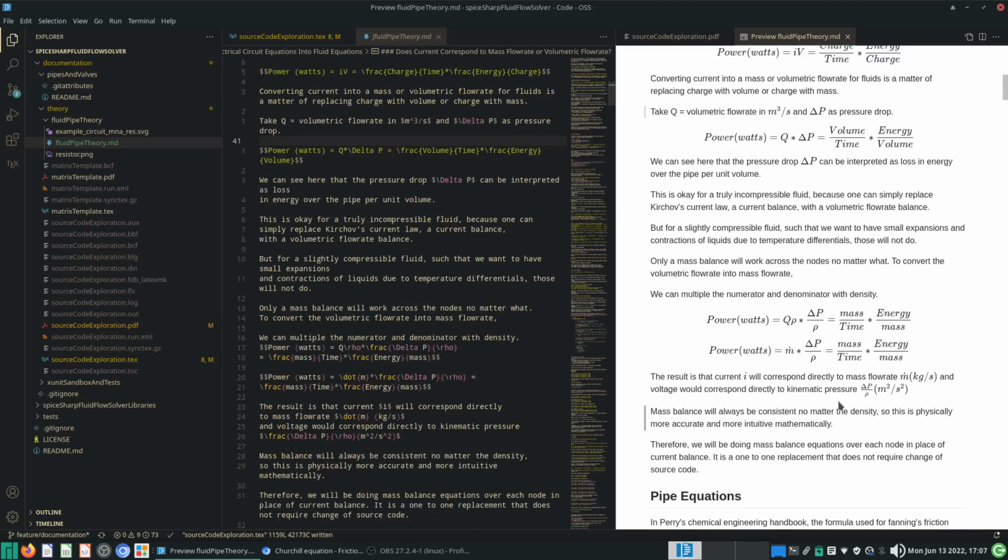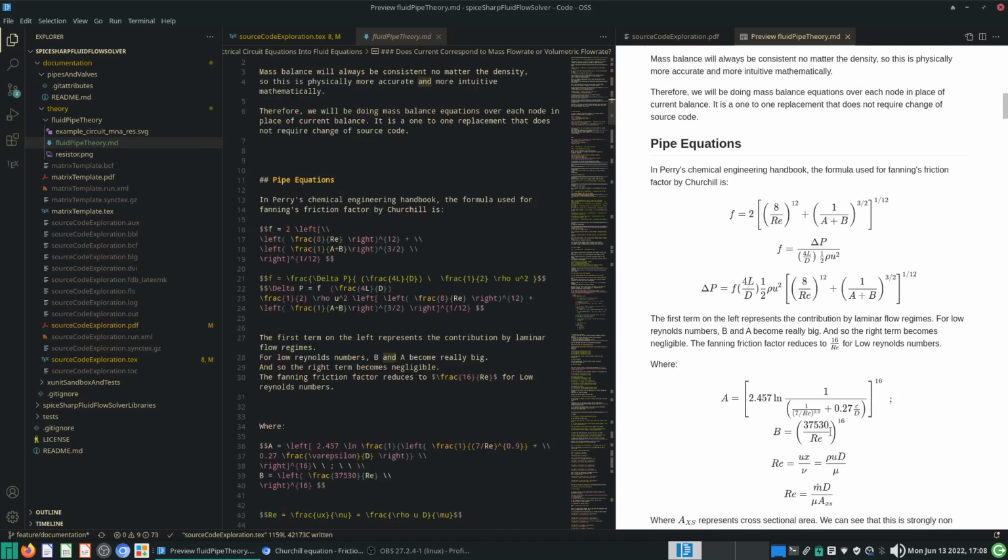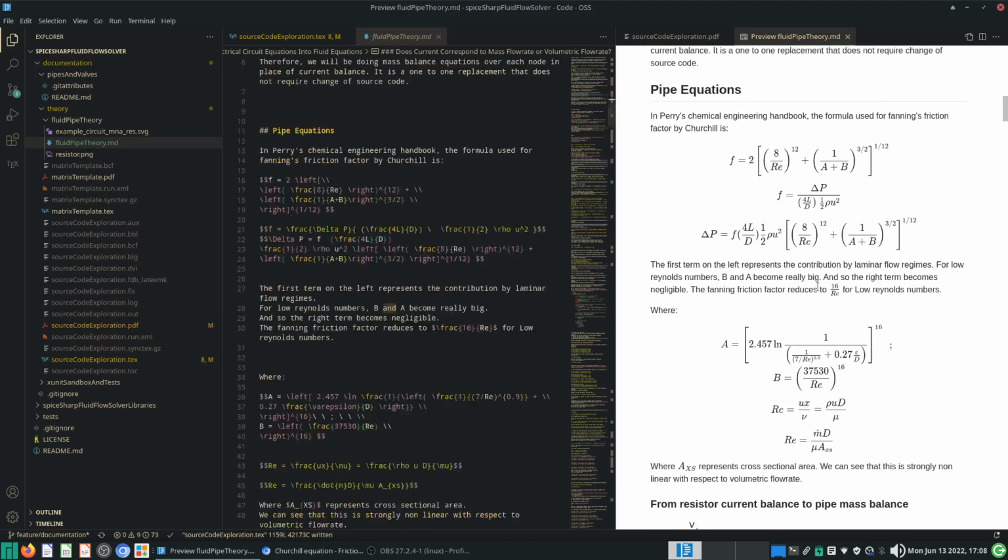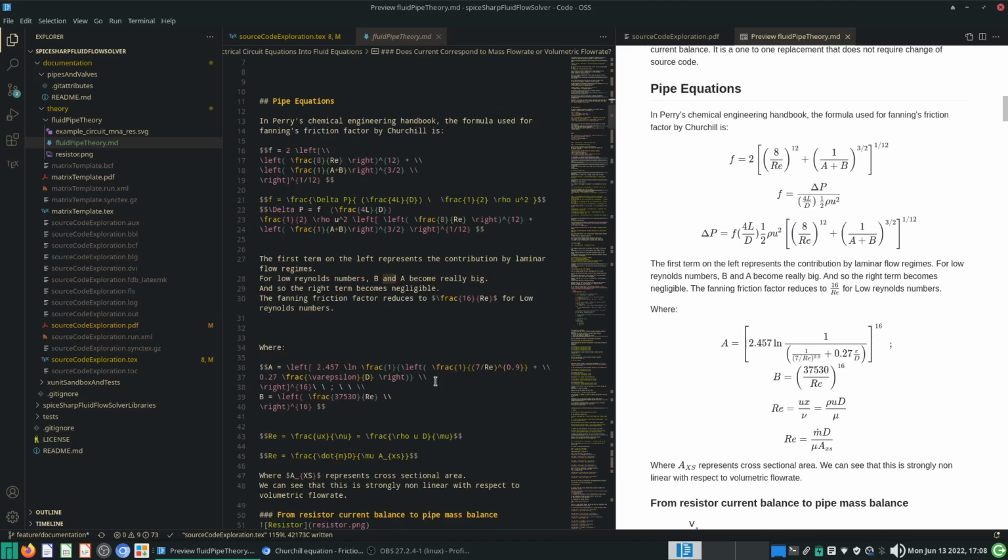So while kinematic pressure is a little less intuitive to work with, I've opted for it because it makes sense for the code. It makes sense physically to translate from Kirchhoff's first law, or Kirchhoff's current law, into the conservation of mass. Here are our pipe equations. Hopefully this time I typed it out right, but you can see I didn't type it out right here. I need to change that again to 7 over Reynolds number.